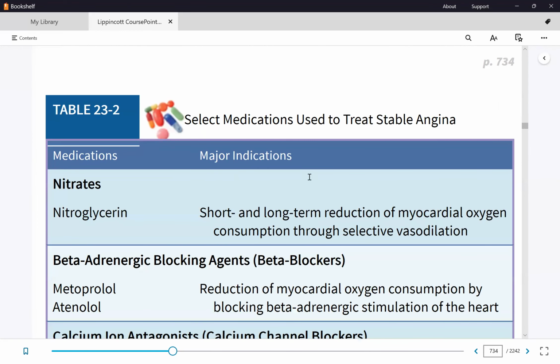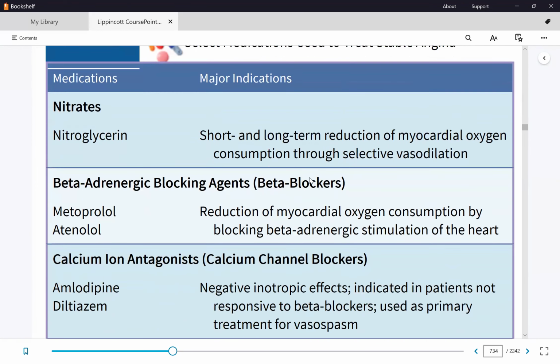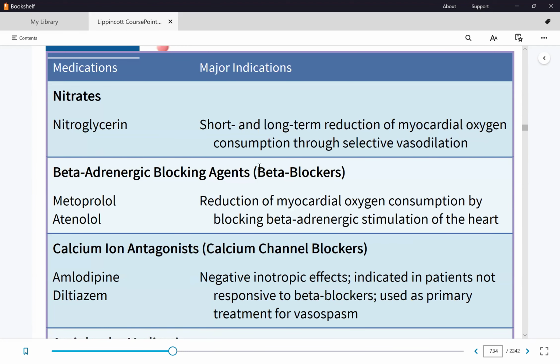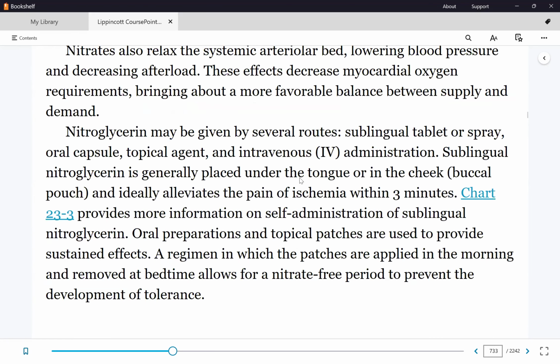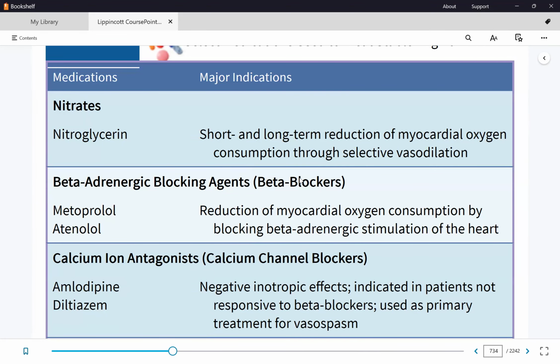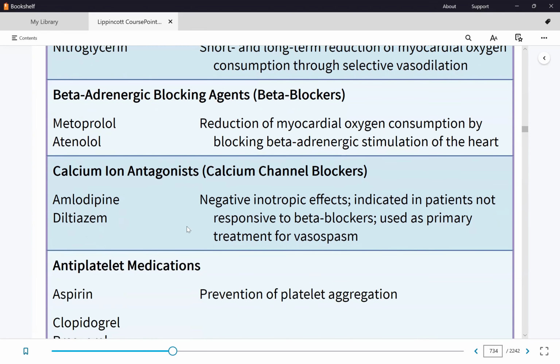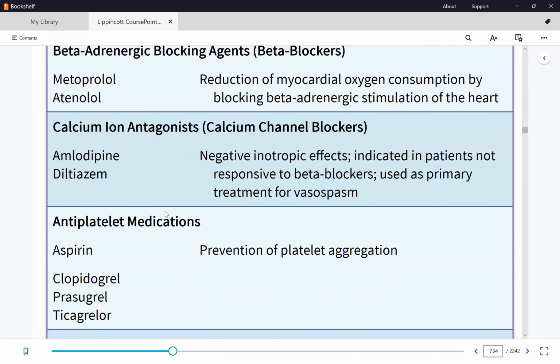So here are your medications, table 23-2. Now, the beta blocker here is only for angina, okay? We do not use beta blockers in acute coronary syndromes. I repeat, beta blockers, this is under angina. We're still under angina, okay? We can administer beta blockers. This will help decrease the oxygen demand, okay? But this is angina, okay? Angina pectoris.